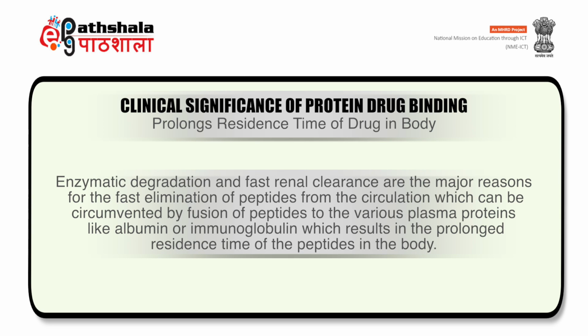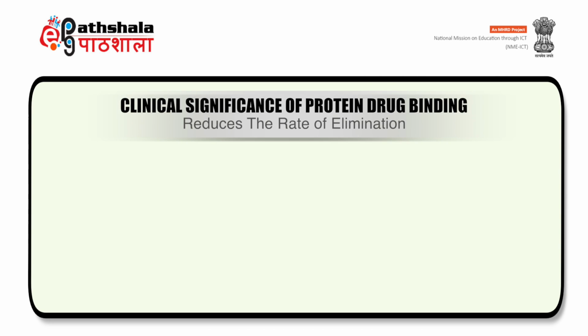Enzymatic degradation and fast renal clearance are the major reasons for the fast elimination of peptides from the circulation, which can be circumvented by fusion of peptides to various plasma proteins like albumin or immunoglobulin, which results in the prolonged residence of the peptides in the body. Protein binding also reduces the rate of elimination.